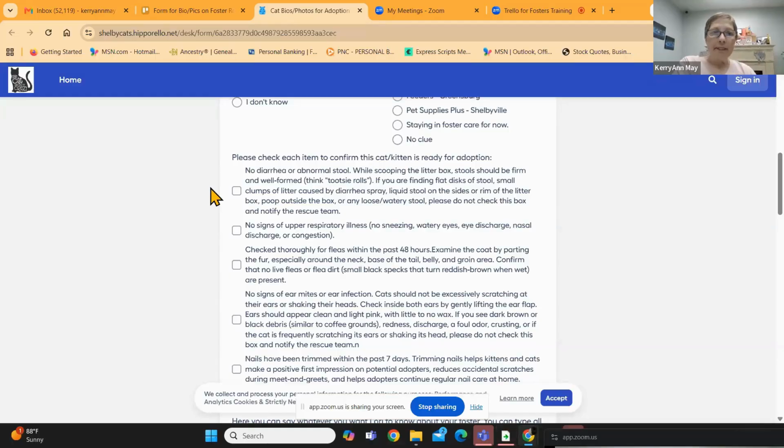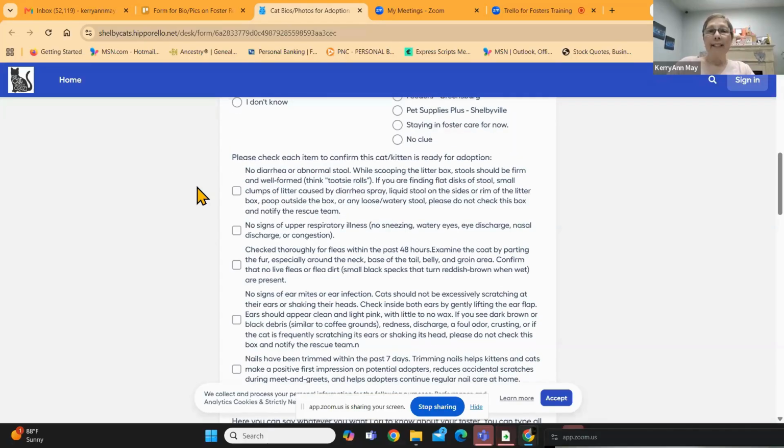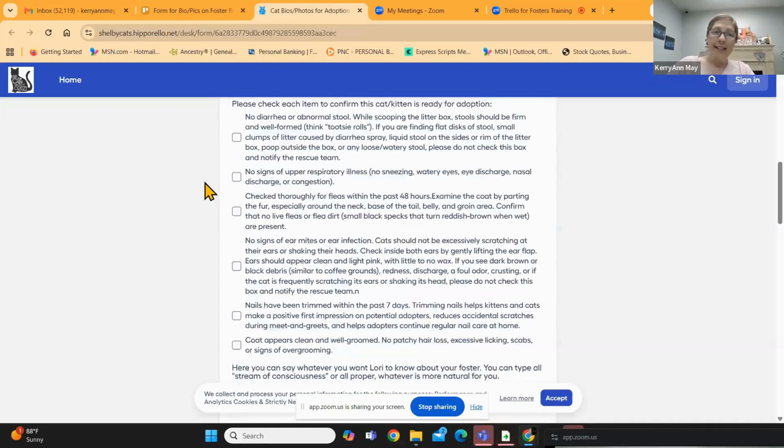So we don't have any diarrhea. There's no upper respiratory. There's no fleas. There's no ear bites. And the cat's acting normal. Okay. And the kitten's nails have been trimmed. Because we want them to be adoption ready. So it gives you some reasons why we want to make sure all of that is true for this kitten.